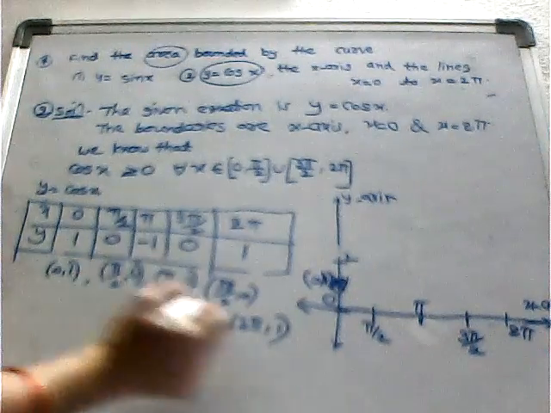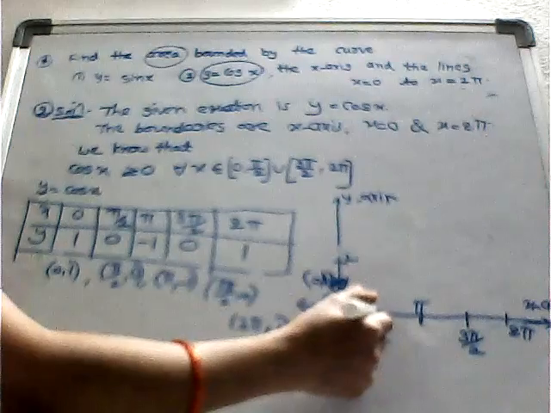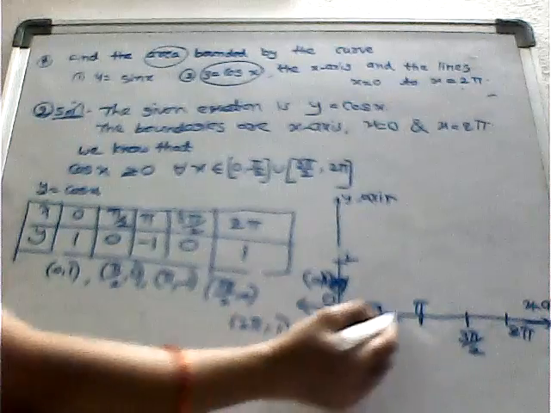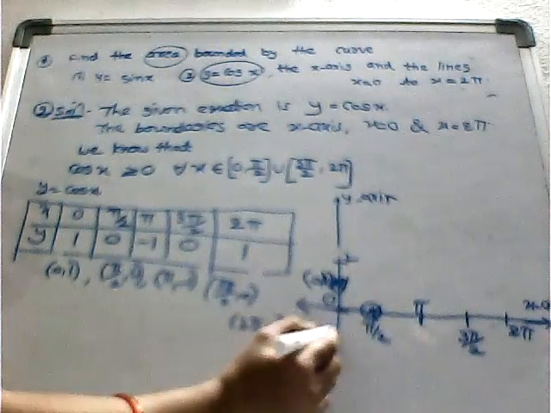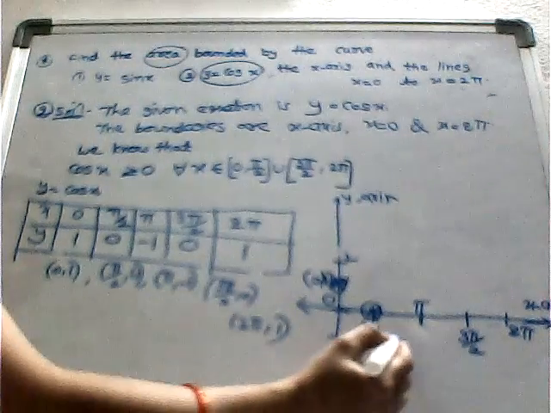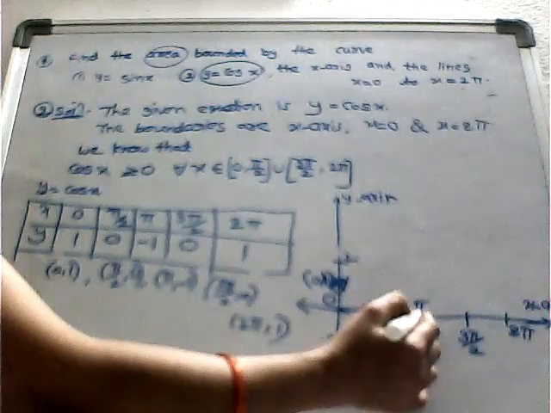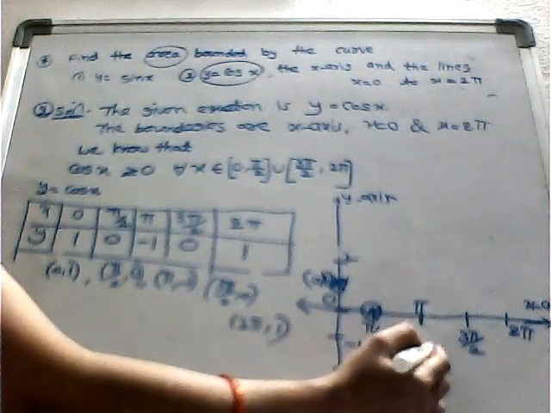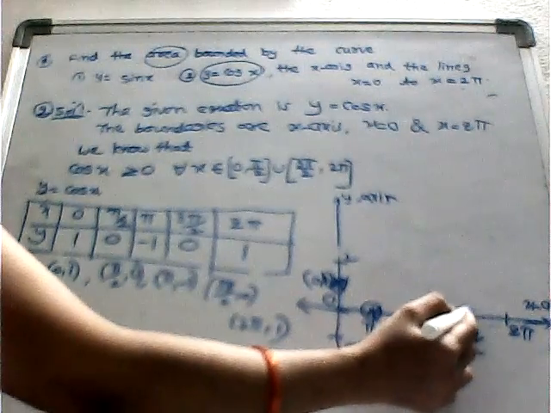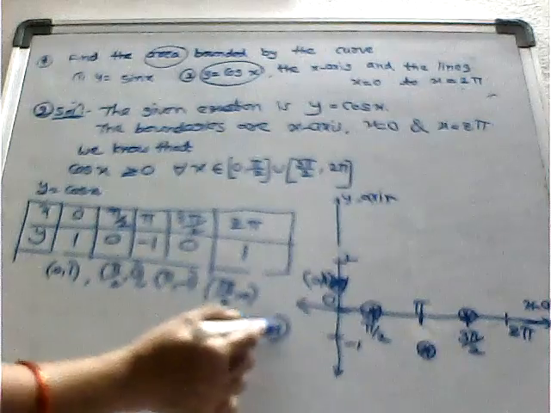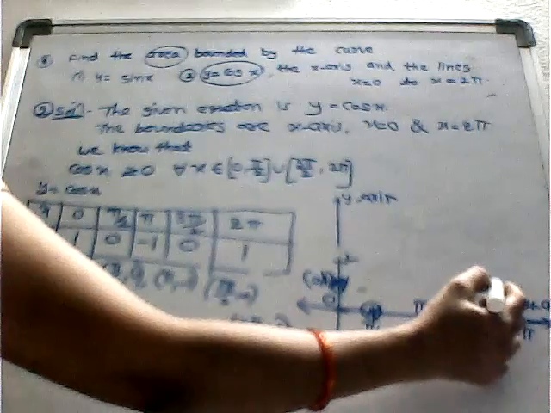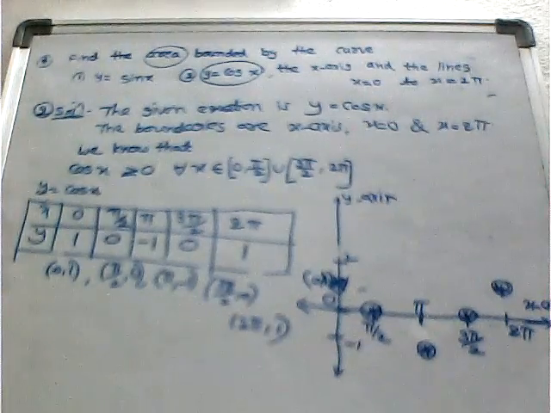Next one, pi by 2, 0. X is pi by 2, y is 0, so that is that. Next, pi, minus 1. On the y-axis it is taken as minus 1, so minus 1 is downside. So minus 1 here, that's the pi. Next, 3 pi by 2, 0. The 3 pi by 2, 0 point is this one. Next, 2 pi, 1, the coinciding point is that. Okay, so now join all the points.